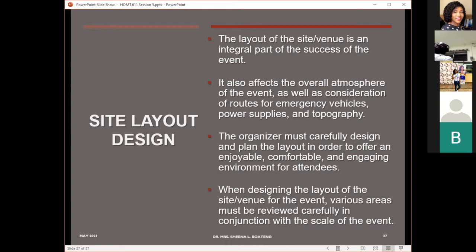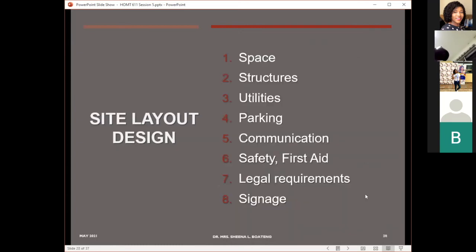So when designing the layout of your venue for an event, you need to be able to review all the different elements that will come together to contribute to a successful event, taking into consideration the facilities that are available and the location of each of these facilities, along with the scale of the event, to ensure that the layout is properly designed to facilitate the best kind of experience for the event attendees.